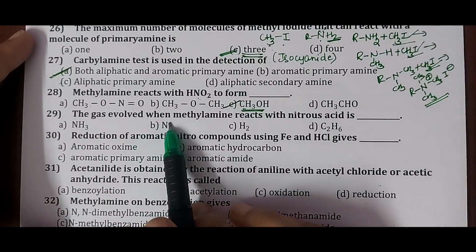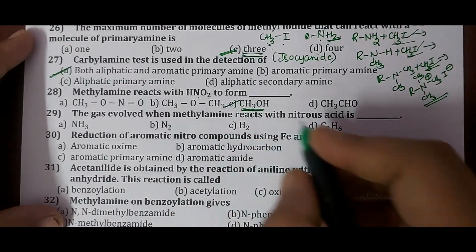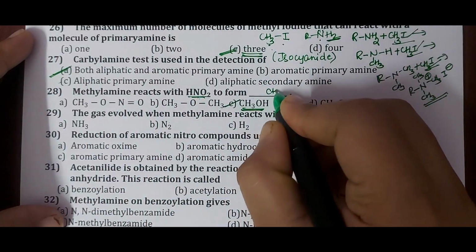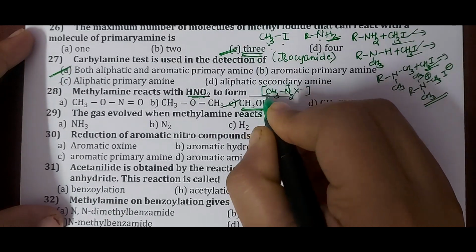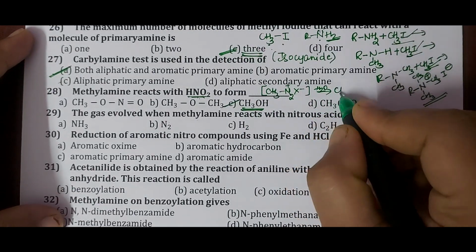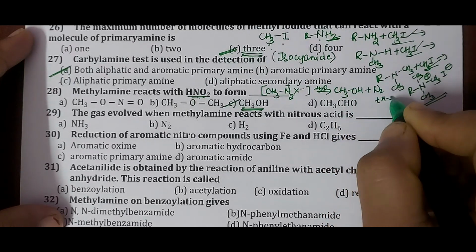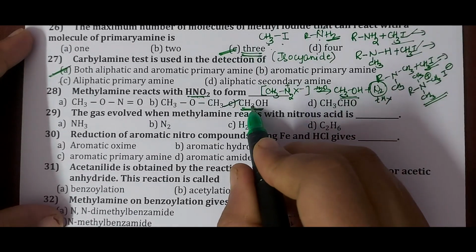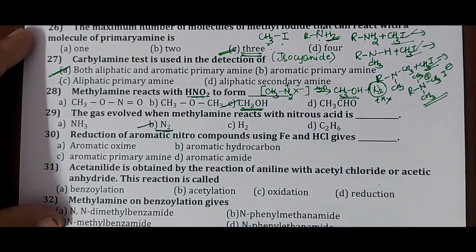The gas evolved when methylamine reacts with nitrous acid. So when methylamine reacts with nitrous acid, I will represent the reaction here. It forms CH3N2 plus X minus, which is highly unstable. It undergoes reaction even with a small amount of moisture. It results in the formation of CH3OH, N2 plus HX. So the gas liberated is N2. The product formed is CH3OH. So here it was option C. Here it is option B. The gas evolved is nitrogen gas.